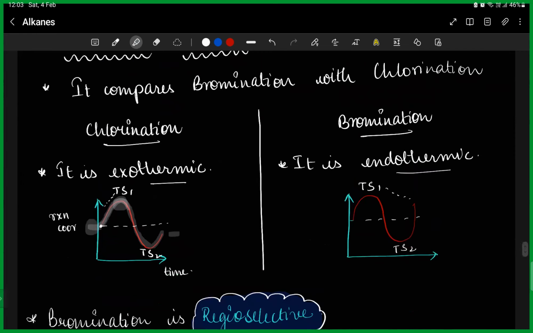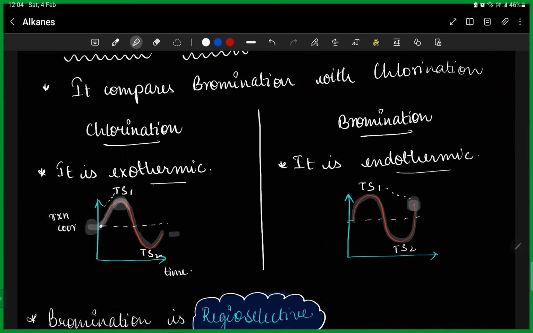In case of chlorination, in case of bromination, you can see as the reaction is proceeding, first transition state is occurred, second transition state is occurred, and products are formed here. So the products are formed here. So we can see products are formed there. And delta H is positive, right?